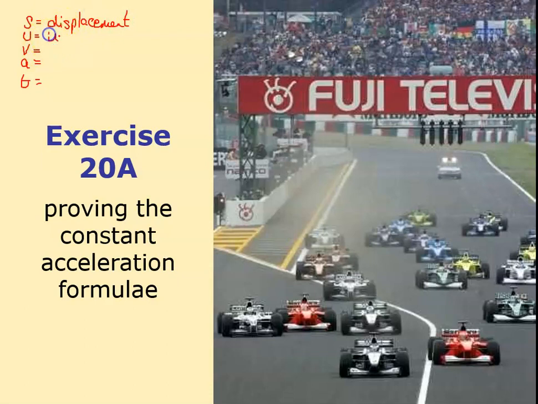U is described as the initial velocity of an object. V is described as the final velocity. And you can see why v is obviously velocity, and therefore the one before it, the initial velocity, is u. So that's the only reason we use that. A is obviously the acceleration, and t is the time taken for something to happen. And these letters are very, very commonly used.